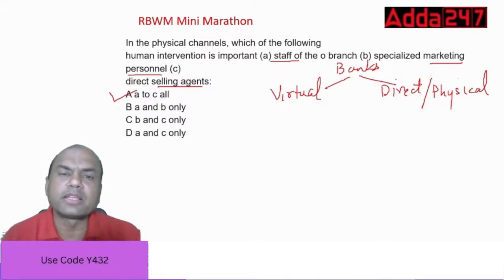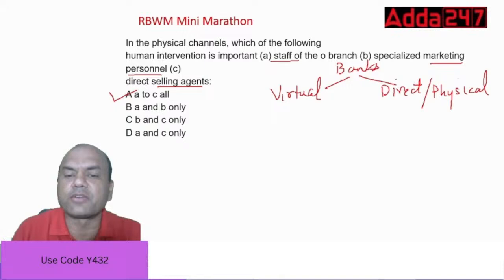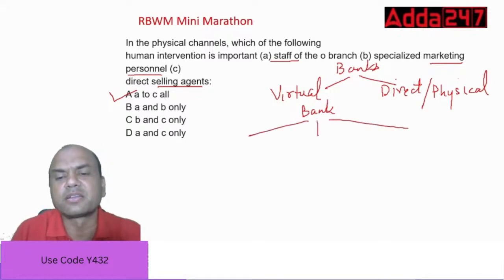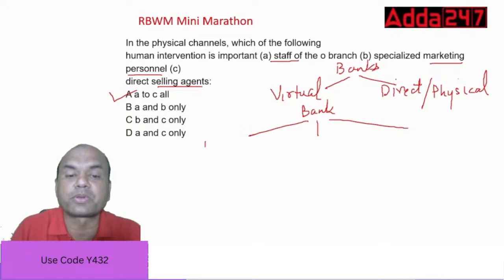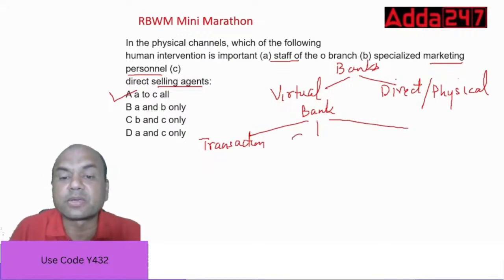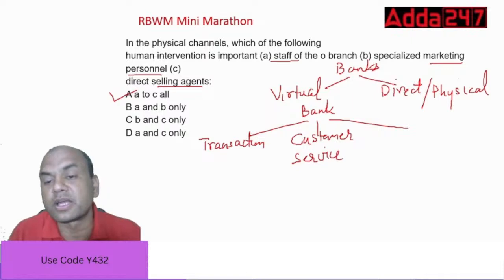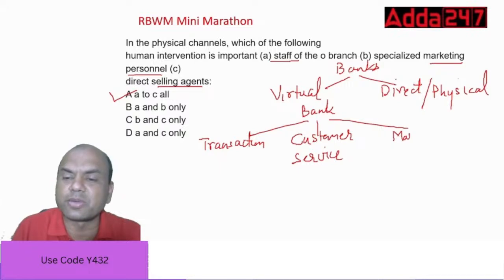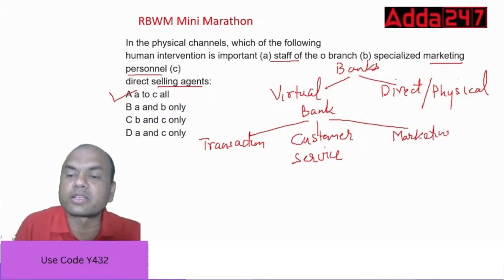Because what happens normally, see here, in any bank the staff is like this. How is the bank divided? Staff is generally divided into three parts, isn't it? What are the three parts? One is transaction processing. Transaction means doing all this clearing and all these transfers, everything. Second is customer service, whoever customer comes to the branch, the service to that customer. And third one is new business, means marketing we'll call it. We call it sales, marketing, anything. So marketing or sales we'll call it.